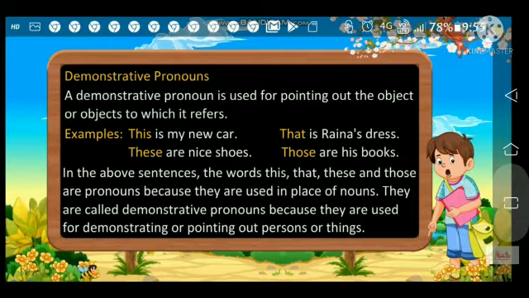All are demonstrative pronouns. See the examples. This is my new car. These are nice shoes. That is Raina's dress and those are his books. So here in the above sentences, the words this, that, these and those are pronouns because they are used in place of nouns. They are called demonstrative pronouns because they are used for demonstrating or pointing out persons or things.